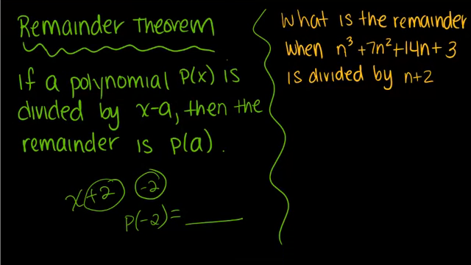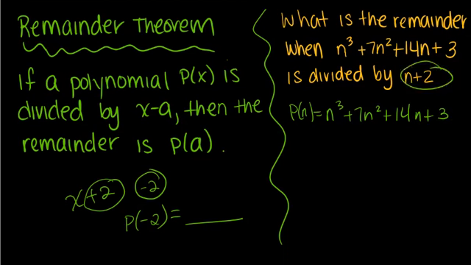So here's an example to the side. What is the remainder when n to the third plus 7n squared plus 14n plus 3 is divided by n plus 2? In this case, p of n is our polynomial: n to the third plus 7n squared plus 14n plus 3. I'm going to substitute in not the positive 2, but I'm going to change that sign to a negative 2. That goes back to when we talked about setting it equal to 0 and solving for n, our root would be negative 2. So I'm going to substitute in negative 2 everywhere I have an n.